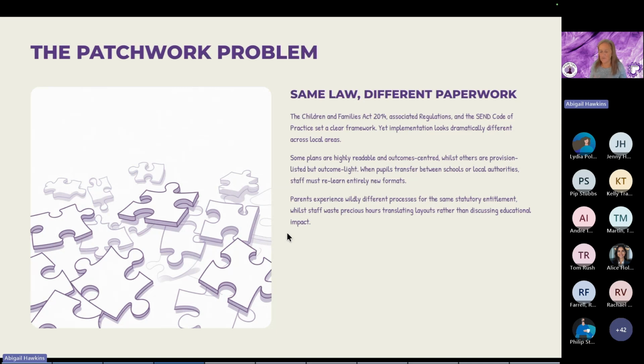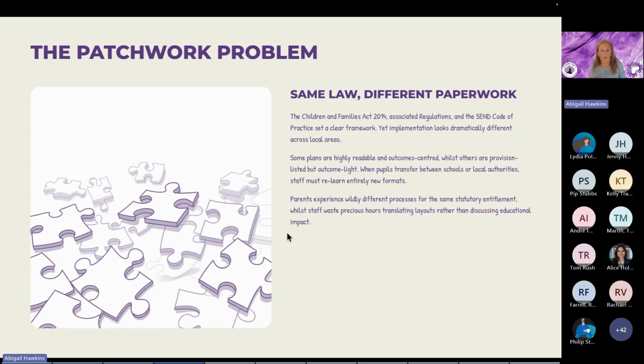If I just slow down, take a breath for a second, it is actually quite scary that if I went to 2 different local authorities with the same information on the same child, the resulting EHC plan could be entirely different, and it shouldn't be.